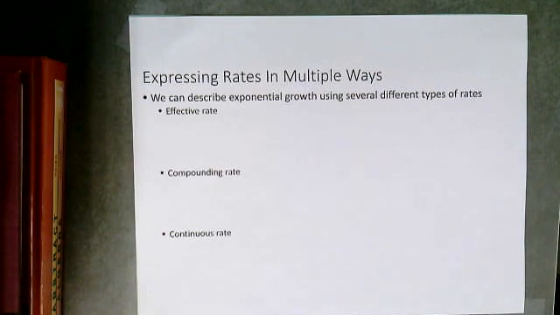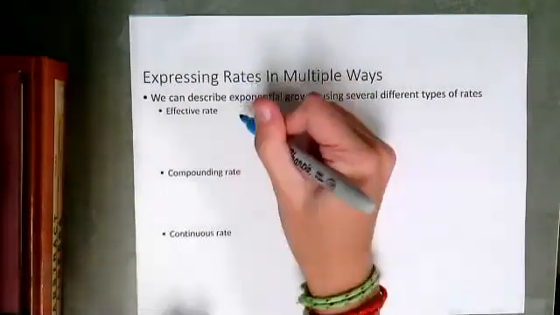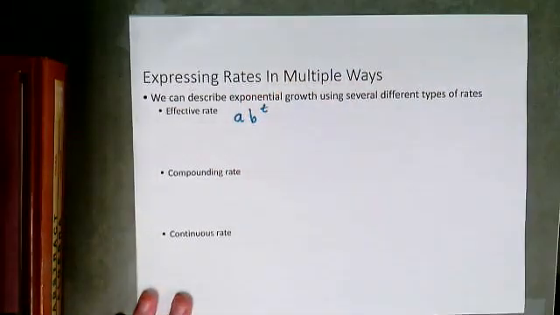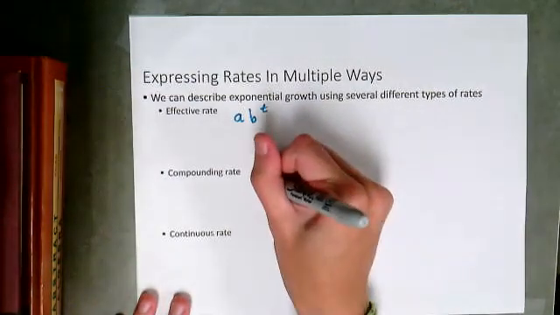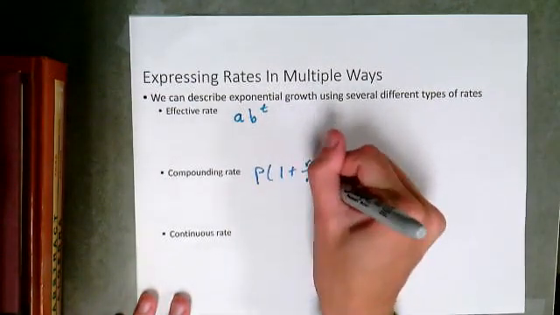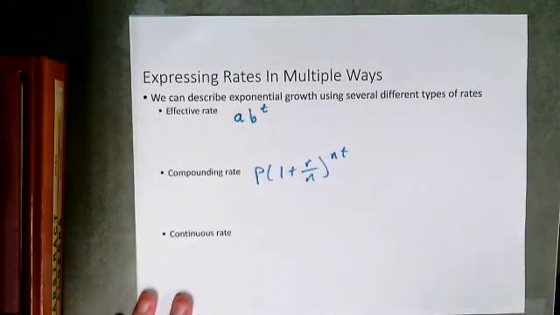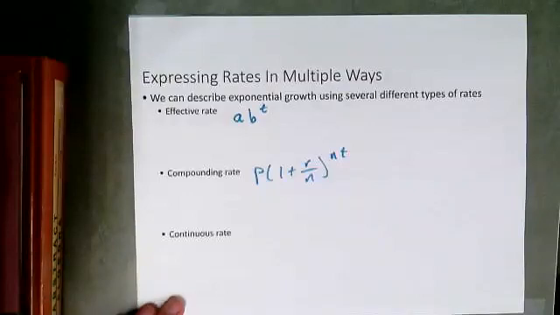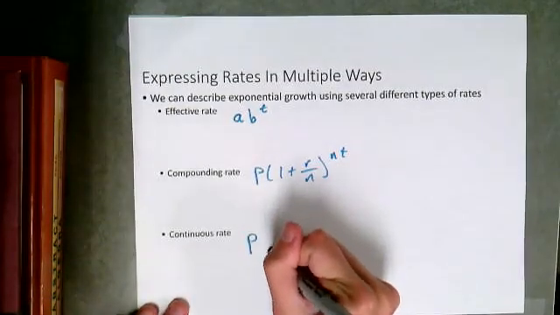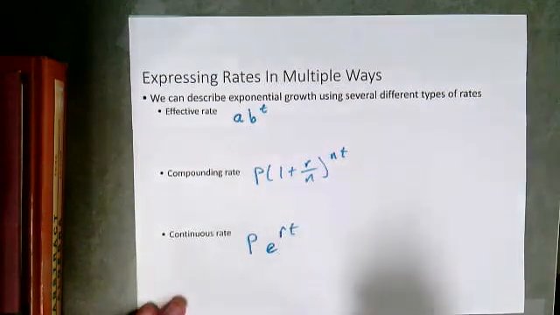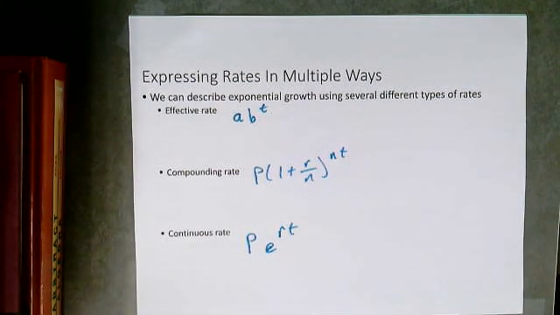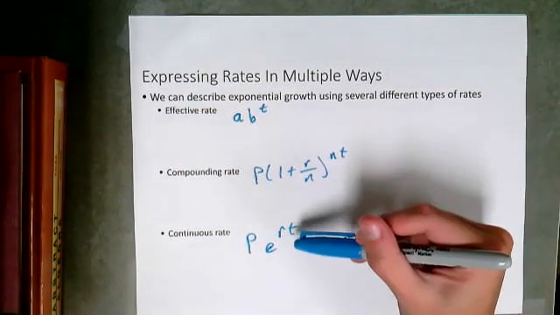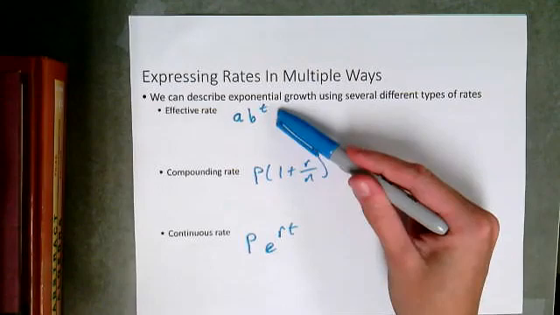So there's a couple of different ways we can express rates. And so the ways that we know of are A, B to the T, right? That's our effective rate. Compounding rate, that is P times 1 plus R over N to the NT. That's compounding N times at some rate R. And then our continuous rate is P times E raised to the RT. Okay, so we have a few different ways. And you can go back and forth between them. Namely, sometimes you will go from continuous to effective or compounding to effective most of the time.